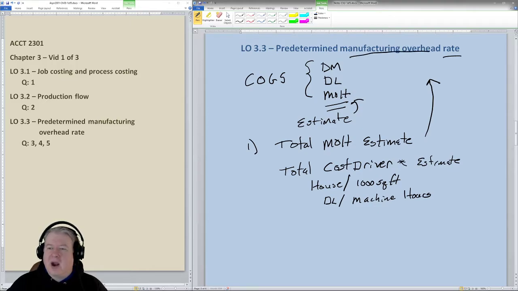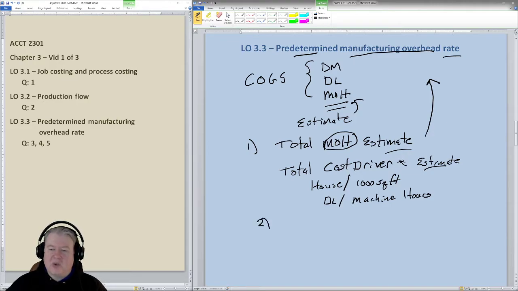Well, what we're trying to figure out is, well, we already determined that manufacturing overhead is what we're looking at. So that's already kind of baked into the title. And predetermined, well, that just means, oh yeah, we're going to figure it out beforehand based upon estimates. So this is our estimated MOH rate, and they use this crazy term.